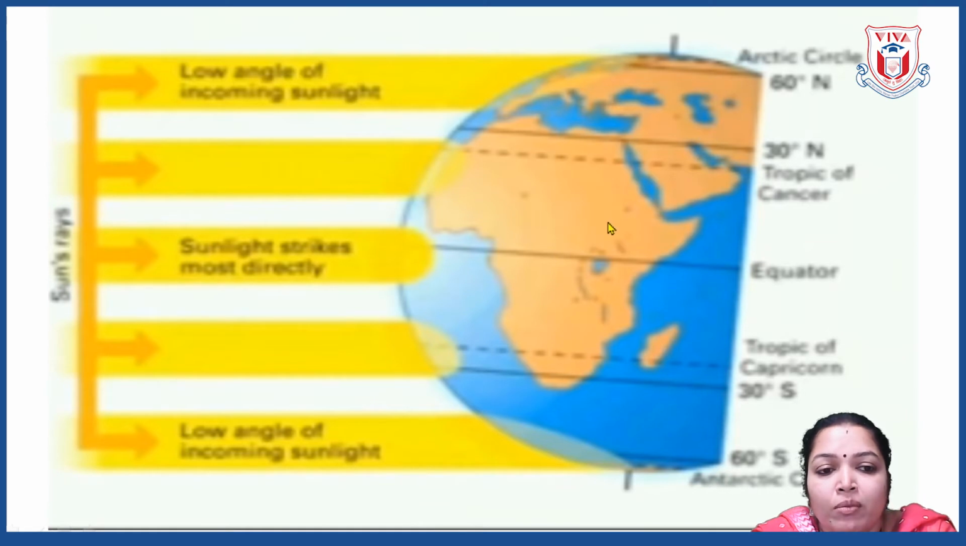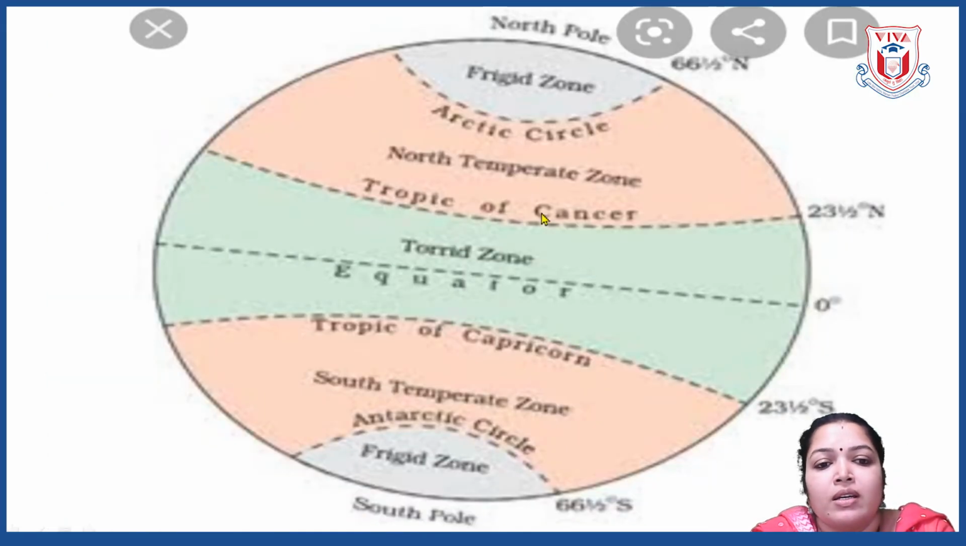As we come near the equator, the temperature increases in both hemispheres, the northern and the southern. Here we can see the region from the Tropic of Cancer to the Tropic of Capricorn. That region is called the torrid zone. This region receives perpendicular sunlight throughout the year, so the temperature here will always be high.